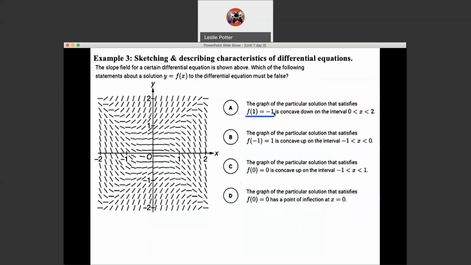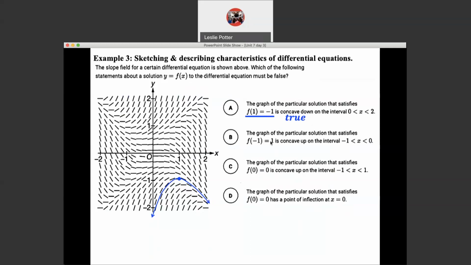So let's take a look at this initial condition, f of 1 equals negative 1. So x equals 1, y equals negative 1. That's right here, right? And we are going to graph that slope field. So I'm going to, as best I can, follow those slope field lines. Okay, so is that concave down on the interval from 0 to 2? Yep, that's concave down. It looks like it spills water, it looks like a frown, however you want to think about that. So that looks like a true statement. So that is not the right answer because we're looking for false statements.